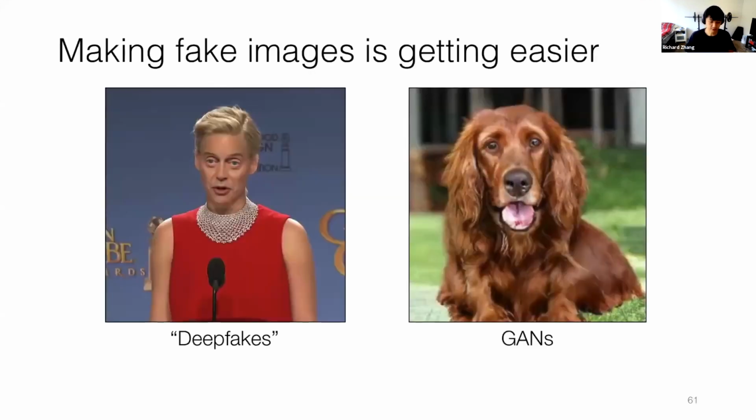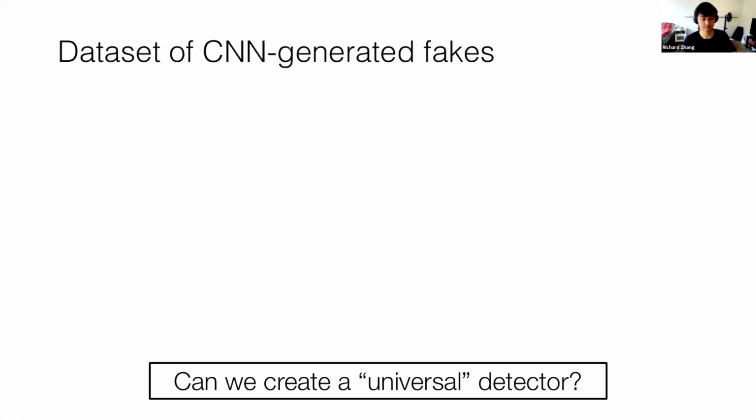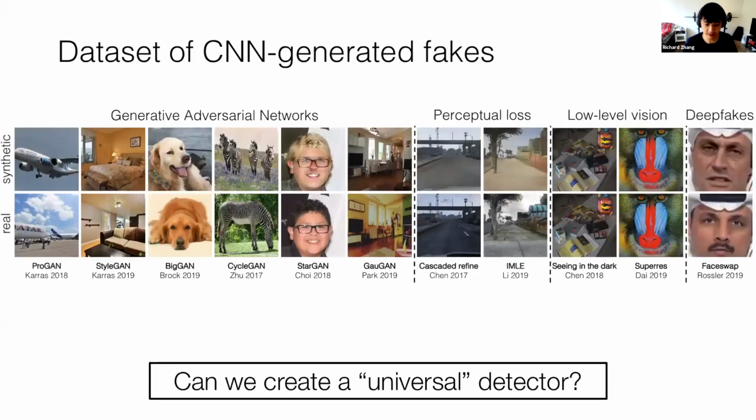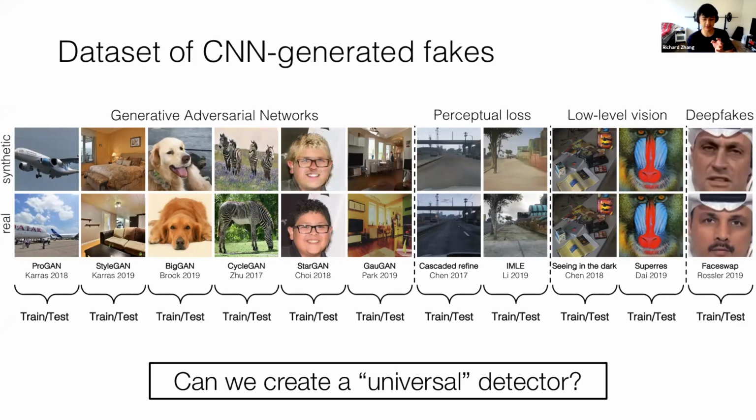Okay, now we do still care about deepfakes because perhaps this is a problem that will be of greater concern in the future. For example, deepfakes and GANs are making fake imagery easier and easier. And here we're asking, can we possibly create a universal detector to catch these? To study this, we got a data set of CNN-generated fakes from all sorts of different types of generators. Now, if we were to take the previous approach, we would specialize. We would train one detector for every single one of these, and it would be able to catch that specific algorithm just fine. But we don't actually know how well it'll generalize to future algorithms.